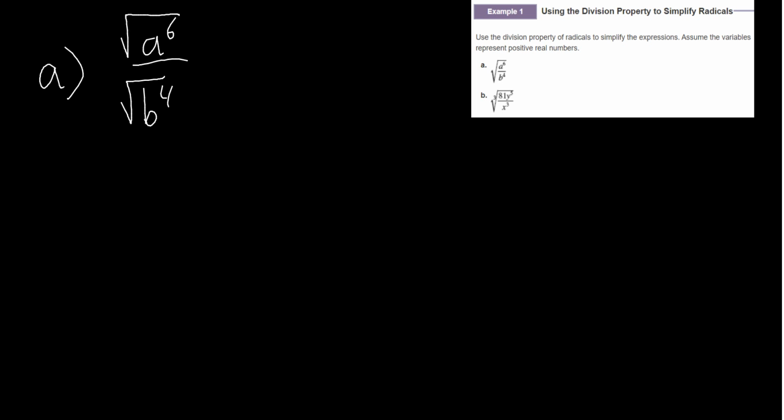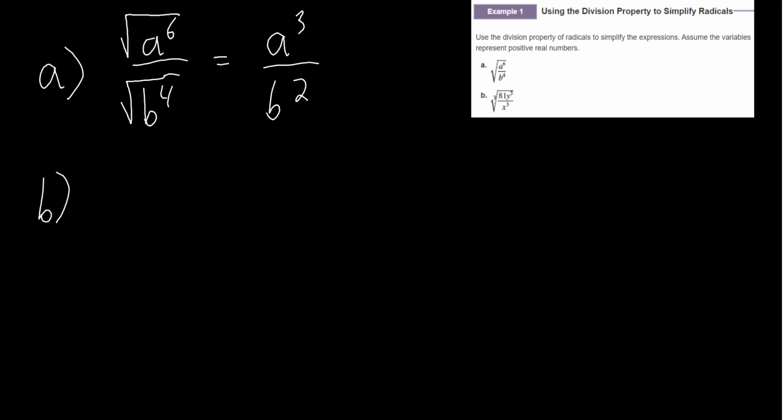And I also know that, from here, the square root of a to the sixth power, well, 6 divided by 2 is 3, so a cubed, and then 4 divided by 2 is 2, so b squared. All right, so I split that up, pretty easy stuff, nothing mind blowing there.